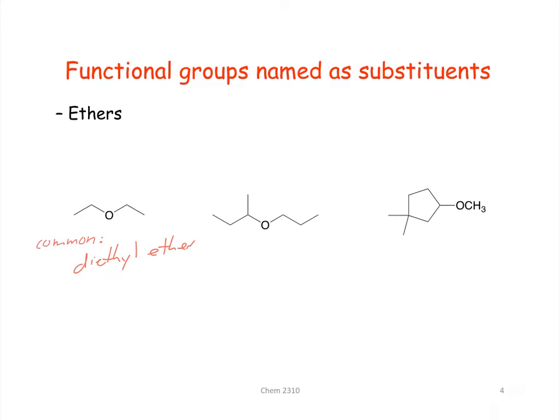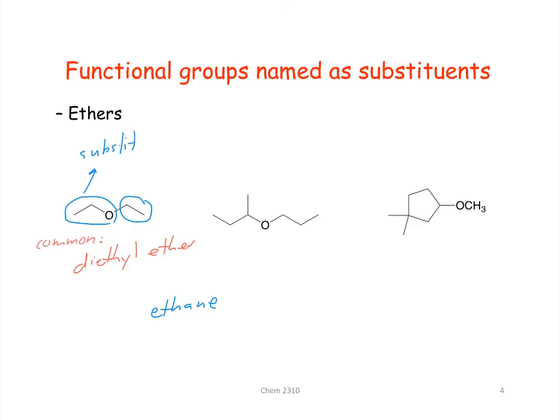But for IUPAC, what we do is we are going to choose the longest alkyl chain. So for example, in diethyl ether, we have two ethyl groups, so we can pick one or the other as the longest chain. So let's just say we're going to pick this as the longest chain. So this would be named as an ethane. Now, the rest of this is going to be named as a substituent.